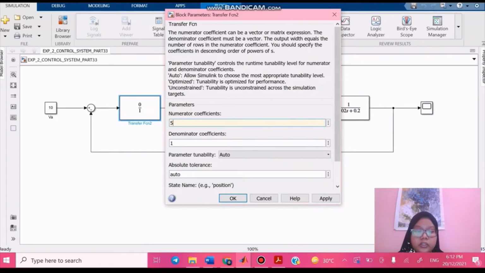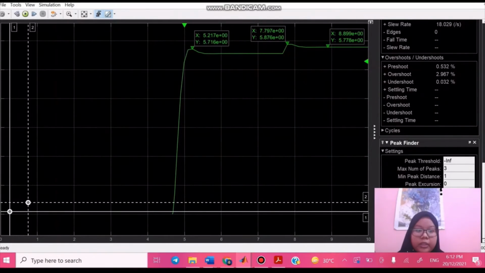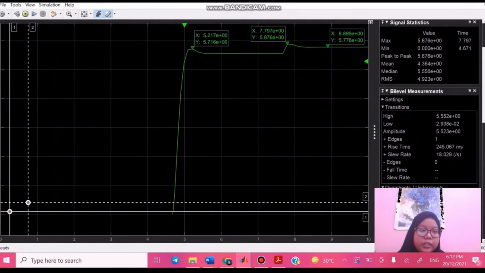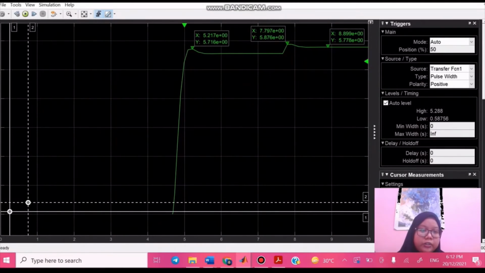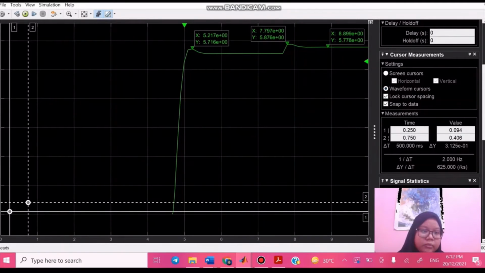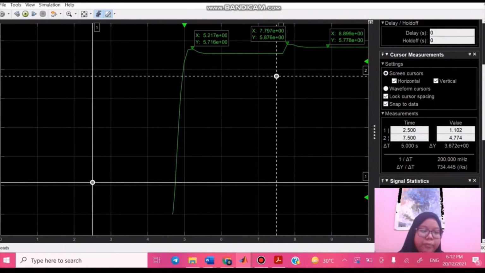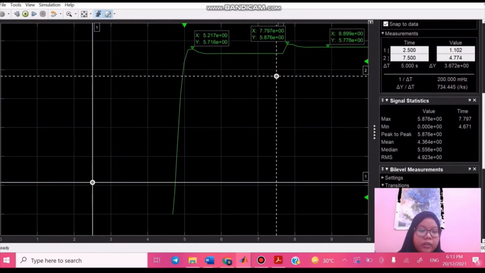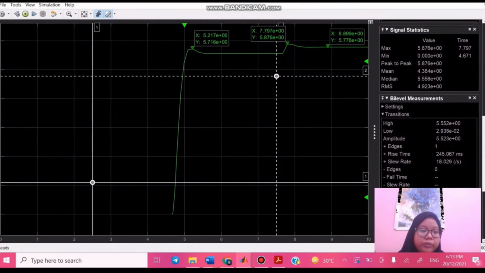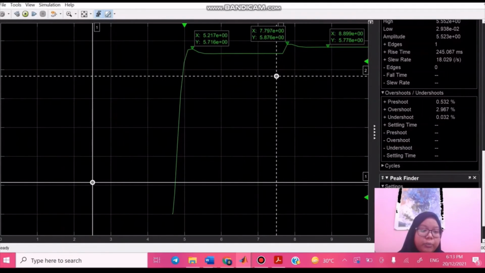Next, we put K equal to 5 and run the simulation. The graph will look like this. As you can see here, the steady state error is 1.102. The rise time is 245.067 millisecond, and overshoot is 2.967%.